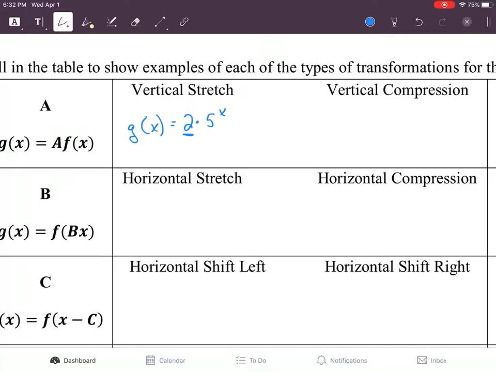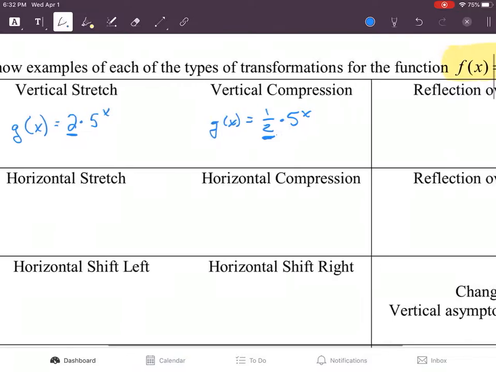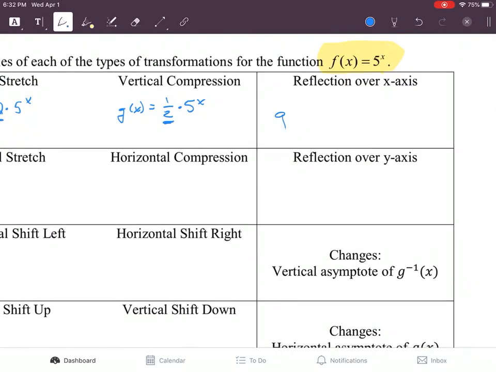Okay, for compression, we're going to take our function and multiply it on the outside by a fraction. And that 1/2 on the outside is going to be our vertical compression by a factor of 2. If we want to reflect something over the x-axis, we're going to multiply our function on the outside by a negative sign, technically -1. And that negative is going to be reflecting it over the x-axis.